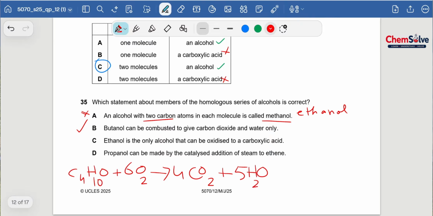This is the supporting equation. Okay, ethanol is the only alcohol that can be oxidized to carboxylic acid. Again, this is the wrong statement. Any primary alcohol can be oxidized to form a carboxylic acid. Propanol can be made by the catalyzed addition of steam to ethene. If we add steam to ethene, then we will obtain ethanol. So this option is also incorrect. Option B is the correct one.